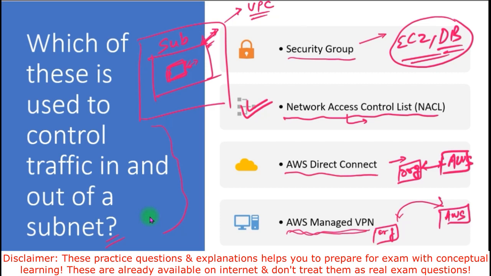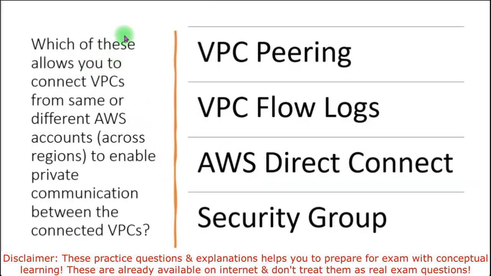Let's talk about the next question now. Let's talk about this important question. Again, it is from networking. So the thing is, which of these allows you to connect VPCs from the same or different AWS account, or we can say across regions, to enable private communication between the connected VPCs? VPC is a virtual private cloud. The options we have: VPC peering, VPC flow logs, AWS Direct Connect, security group. So first, let's understand the requirement, what they are asking in the question.